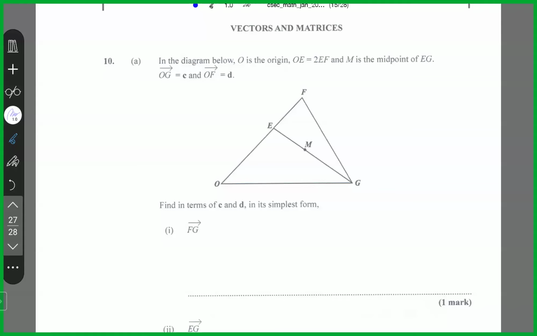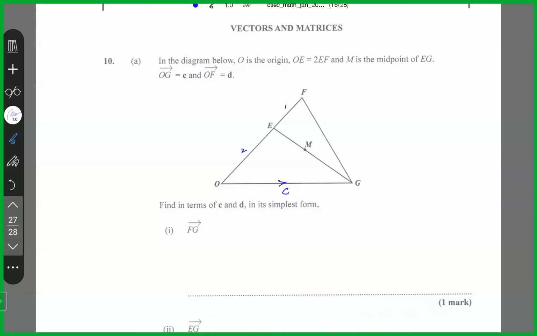10. So the last question on the paper says, as said in the diagram below, O is the origin, OE is 2 times EF. So this is 2 times whatever this is. M is the midpoint of EG. OG, sorry, is C. So OG is the vector C. OF is the vector D.